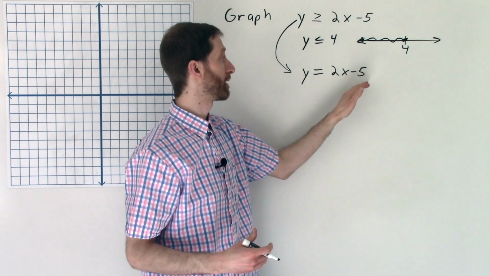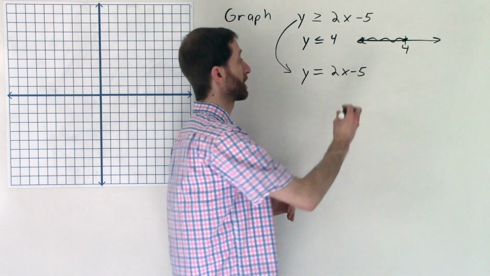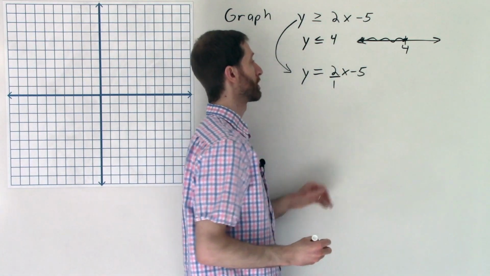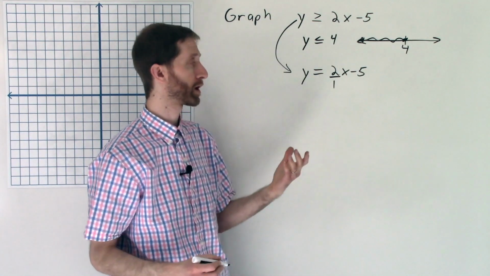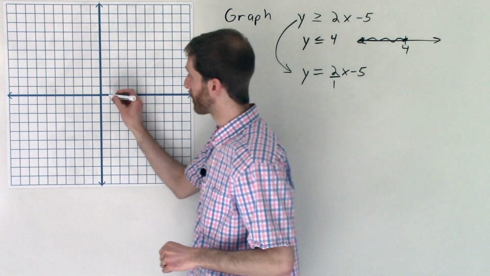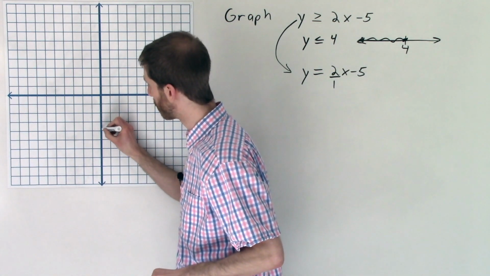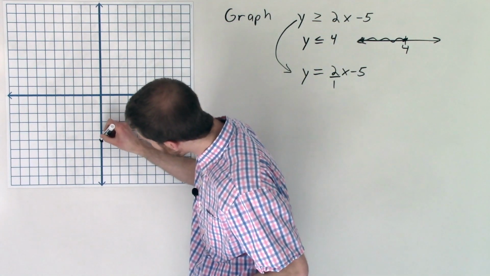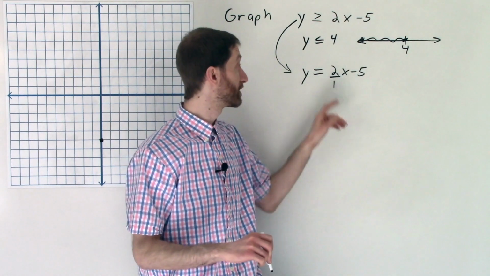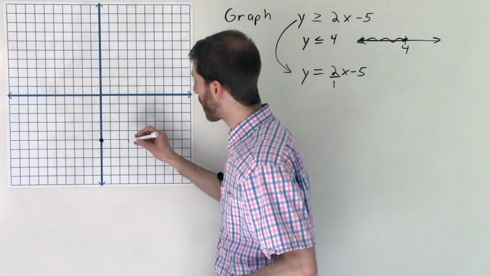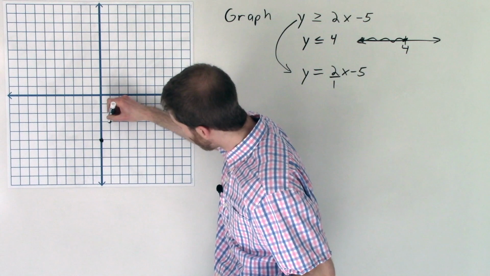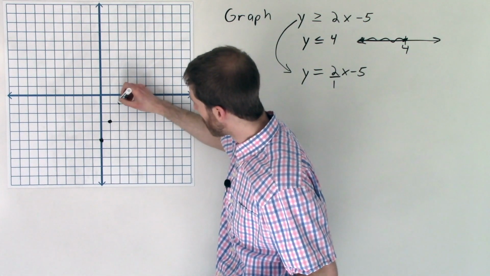2x minus 5 has a y-intercept of -5 and a slope of 2. So that's rise 2, run 1. Okay, so our y-intercept is -5. That's down 1, 2, 3, 4, 5. Right there, beautiful. And then we are going to rise 2 and run 1. Rise 1, 2, run 1. Rise 1, 2, run 1, and maybe I'll do one more.